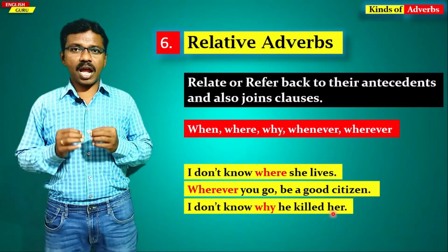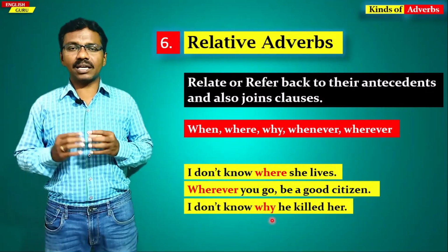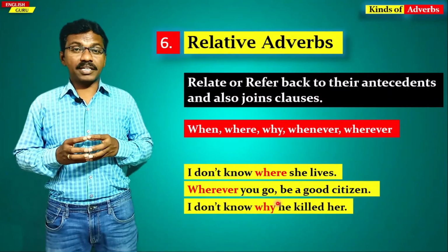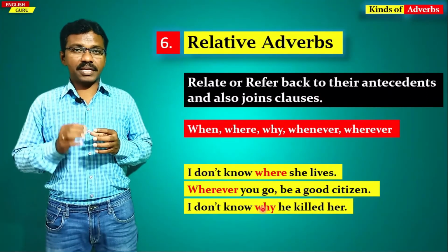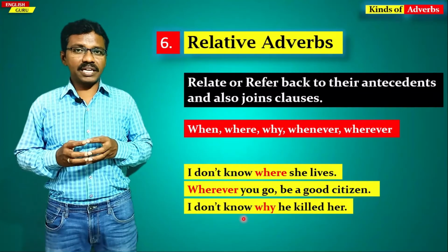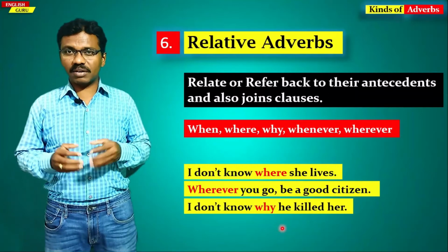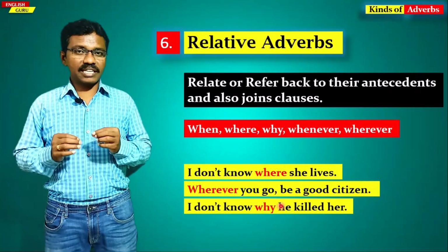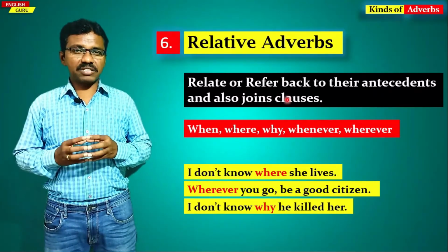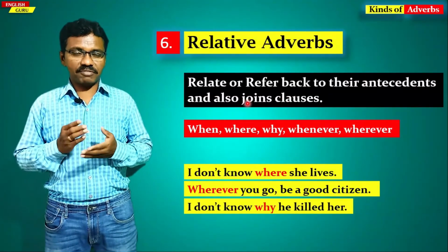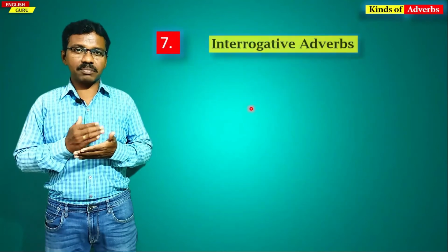In the third sentence, I don't know why he killed her. So why is referring to kill, and it is a verb, and why is an adverb. And not only that, it is relating two clauses. That's the reason it is an adverb of relation. So relative adverbs refer back to their antecedents, refer back to whatever is said before.